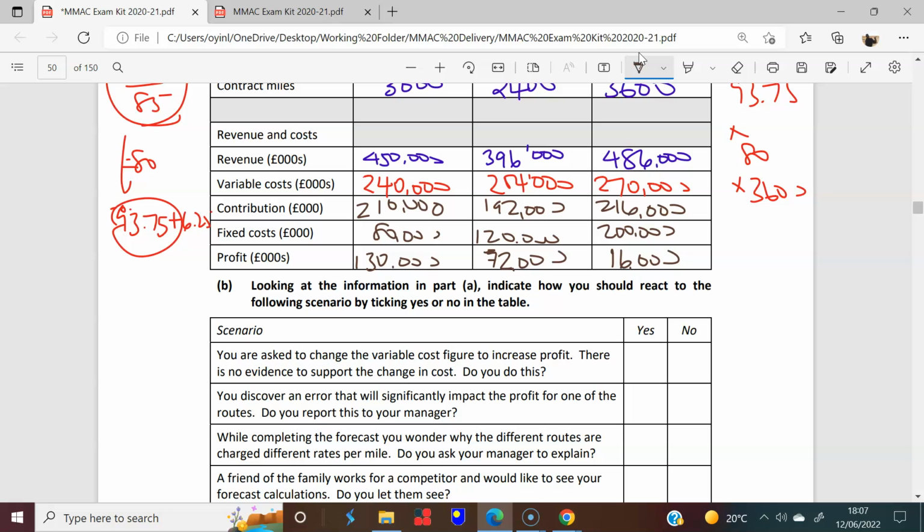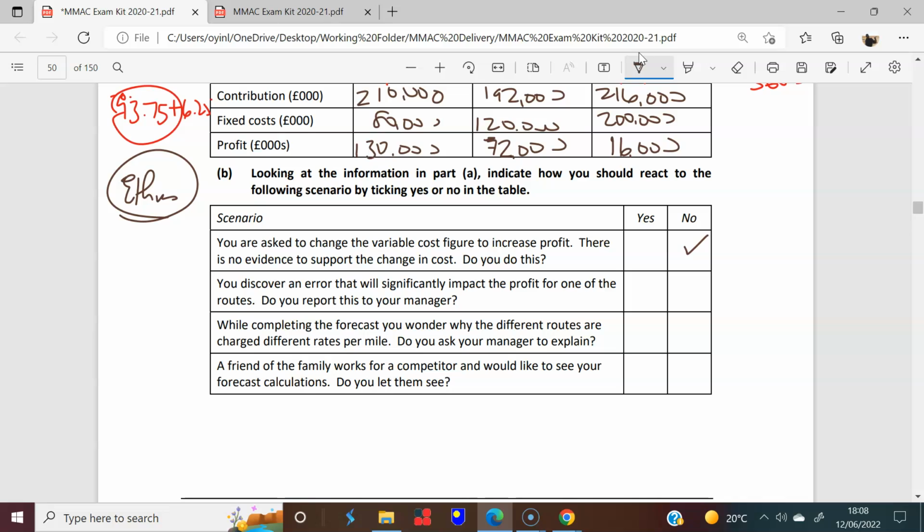Then they will always come up with some ethics. You have some ethics that you have to work with. The question states that you are asked to change the variable cost figure to increase profit. So they're asking you to reduce it, someone at work or something along those lines. And it says there is no evidence to support this change. What do you do? First of all, from an ethical point of view, you refuse to do such a thing.